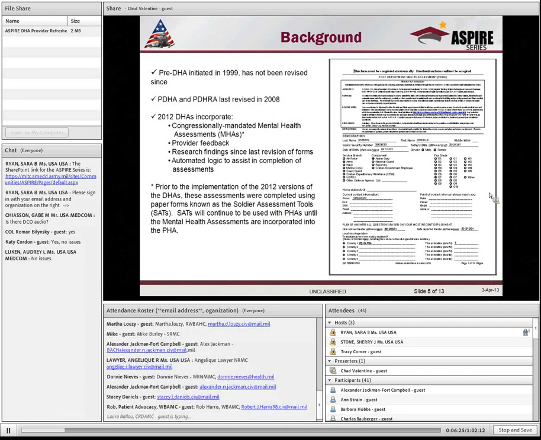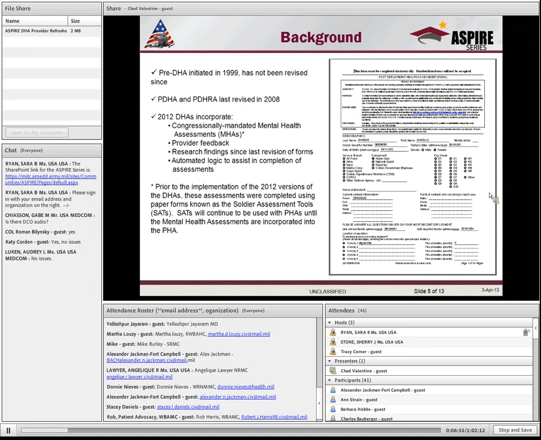The new automated logic that you will see once we go through the healthcare provider portion of the tab is used to assist in completion of assessments. So when we go through there, you'll see highlighted areas to indicate positive responses. You'll have drop-down pick lists for referrals. So it's really there to guide the providers through completion of that form and indicate all positive responses or any issues that the soldier has. So you don't have to go fishing for those. I know there was an issue back in the past with the previous version of the forms.